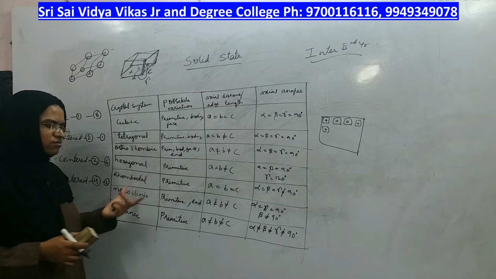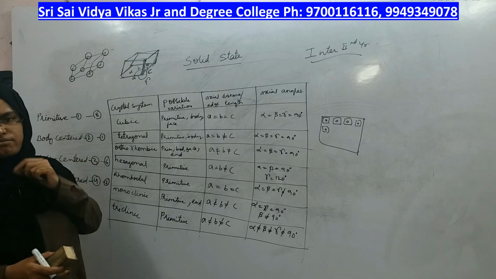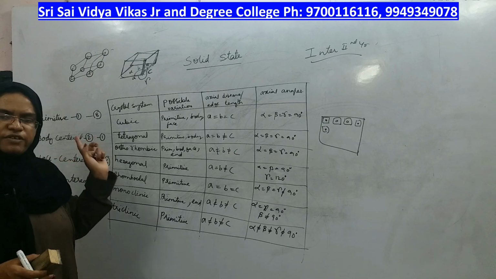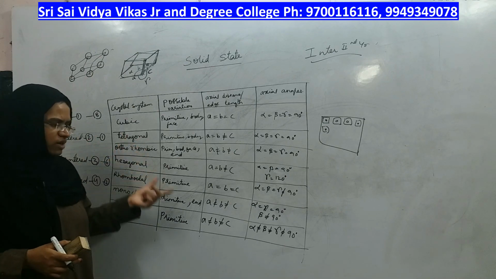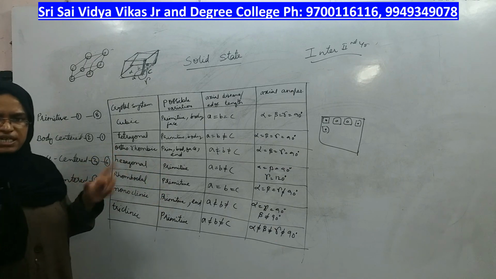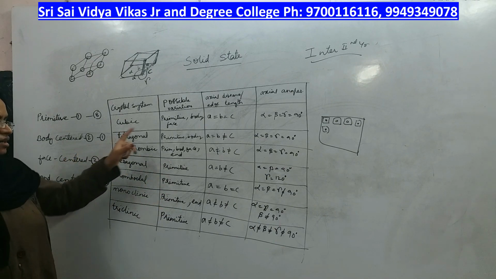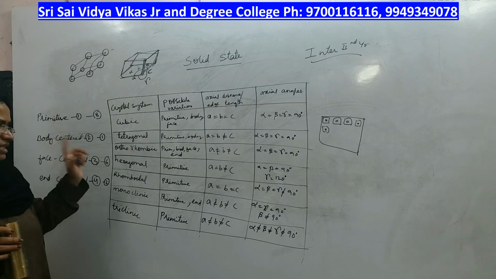This tabular column is very important. You have to memorize it by your own method. Whichever method is easy for you, you have to memorize this, okay? By practice or any other mnemonics, okay? But you have to practice this table.